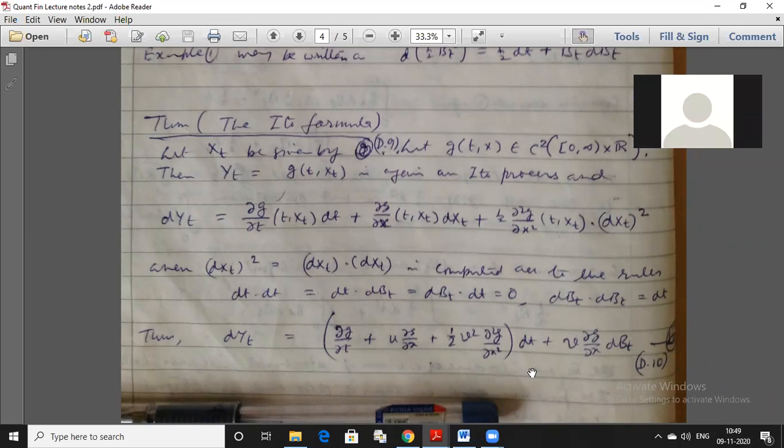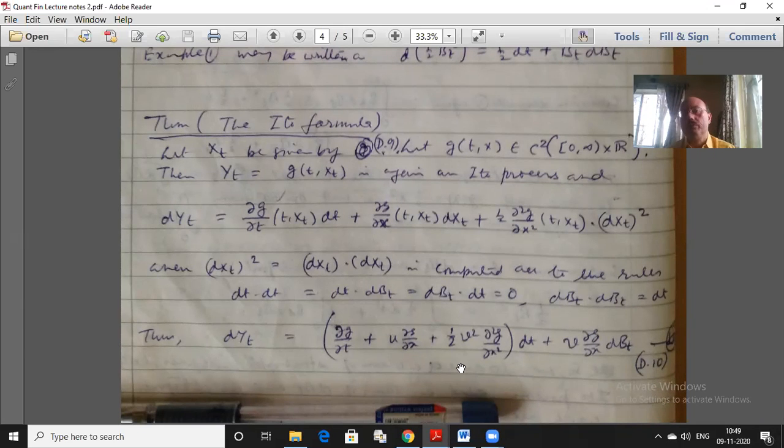Yes, sir. So this is our Ito formula. The Ito formula that we keep using in finance all the time is essentially this last equation, which is called D.10 here. So this dYt expansion is what we are going to use all the time.